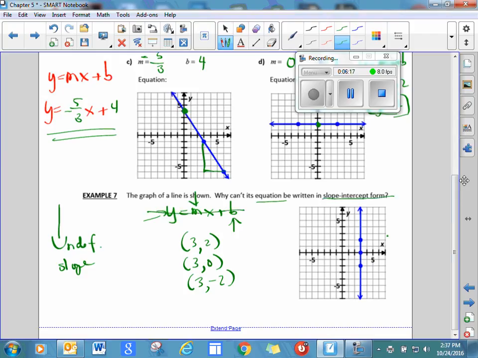There is an equation, though, for this line, and that equation is x equals 3, which says for every y, it doesn't matter what your y coordinate is, your x coordinate is 3. X equals 3 is the equation of that line. And this is kind of a special, unique circumstance. Vertical lines and horizontal lines have their own special properties.